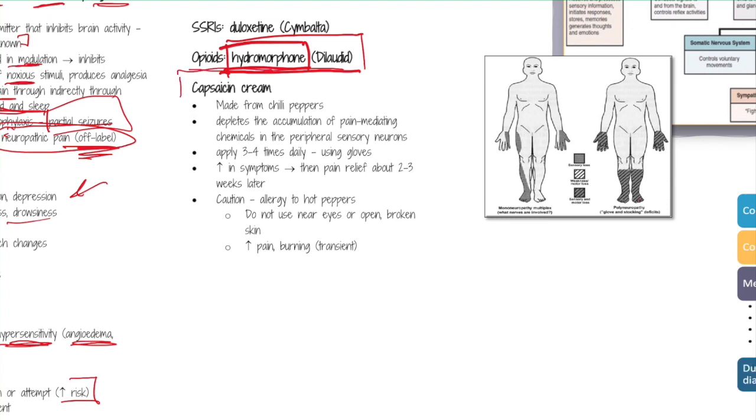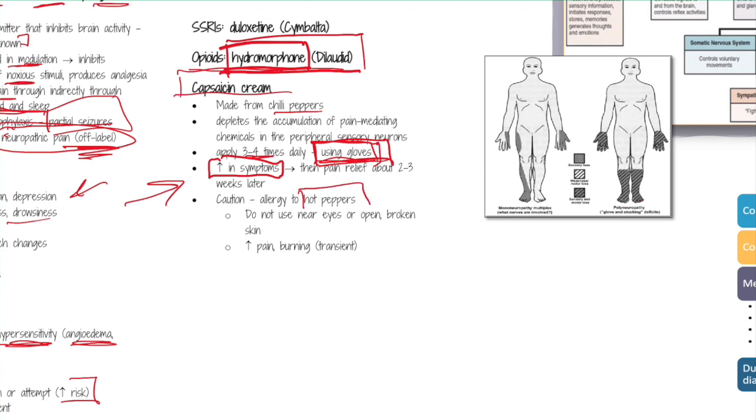And then your capsaicin cream. It's made from chili peppers. You have to put it on 3 to 4 times daily. Use gloves. That's something I've seen show up on a test, but it showed up on a pharmacology-specific test. What is important to know about capsaicin cream is that when you start using it, there is an increase in symptoms. It's very normal to have an increase in symptoms for a couple of days and then have pain relief a couple of weeks later. So if a patient asks, it's normal.